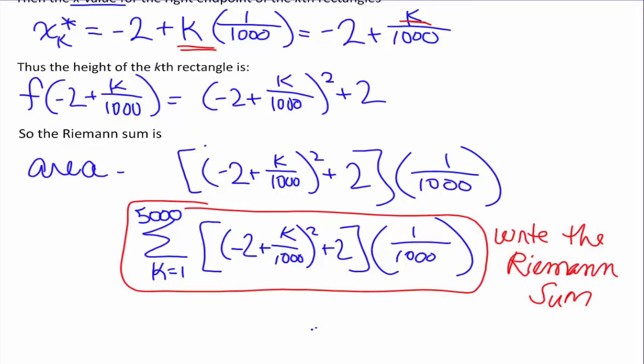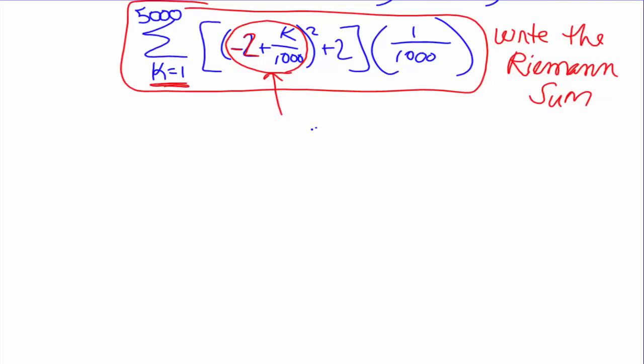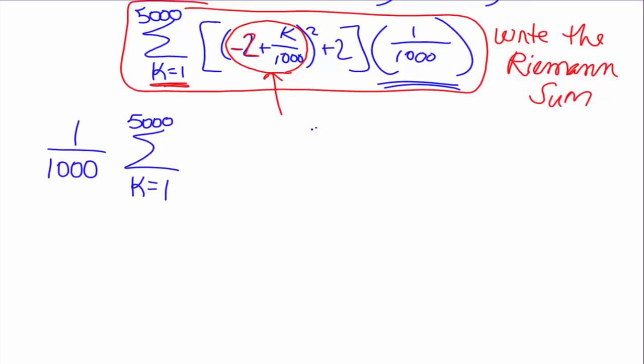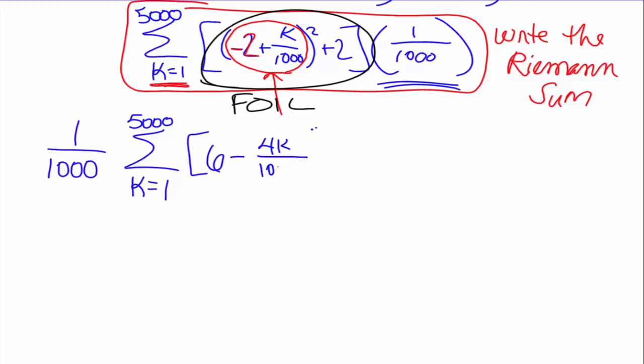So from here, what we would do is our 1 over 1,000 is a constant, so we're going to pull it out front. K goes from 1 to 5,000. And now I'm going to FOIL all of this. And it is going to look like 6 minus 4k over 1,000 plus k squared over 1,000 squared. Does that look right?